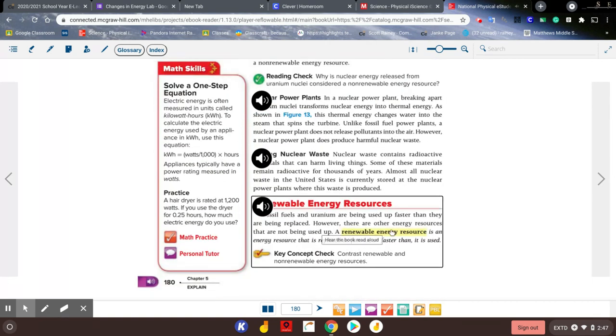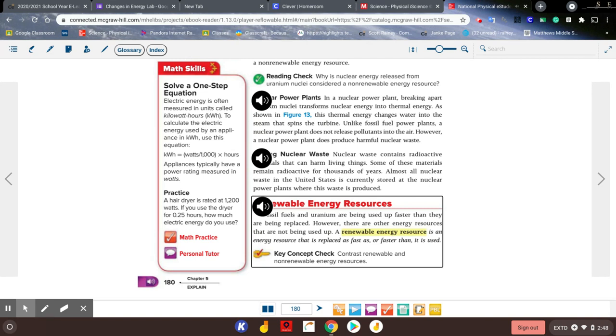Renewable energy resources. Fossil fuels and uranium are being used up faster than they are being replaced. However, there are other energy resources that are not being used up. A renewable energy resource is an energy resource that is replaced as fast as, or faster than, it is used.